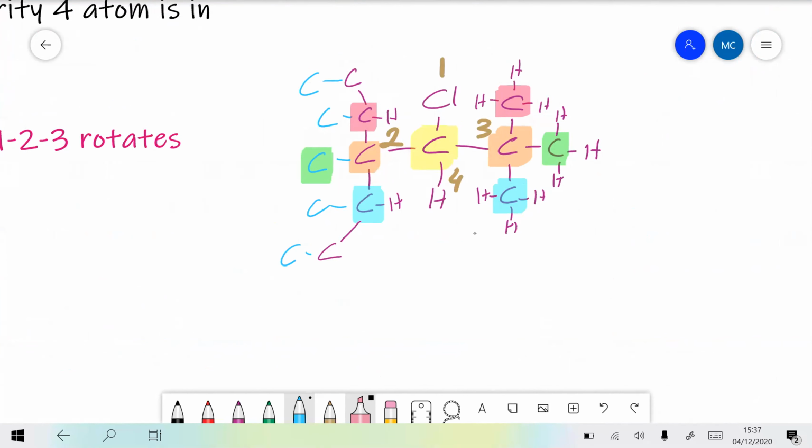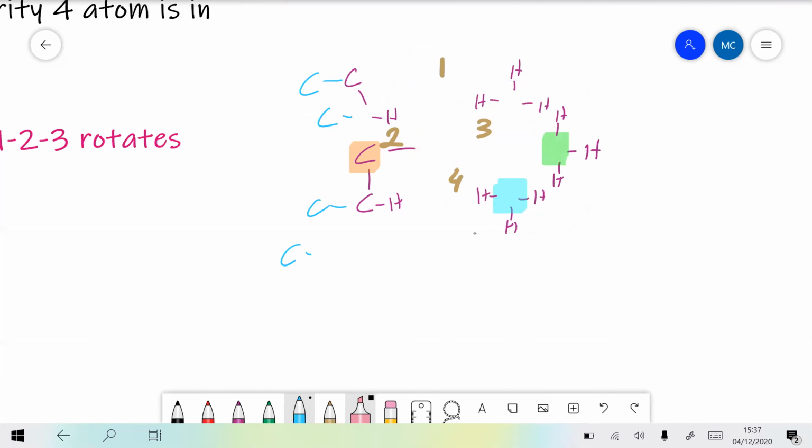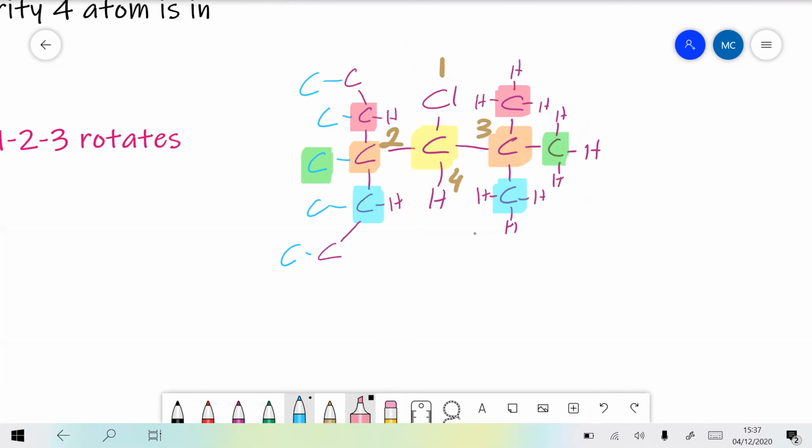Third carbon, right? So, give me a second. Sorry. Madam. Let's try.